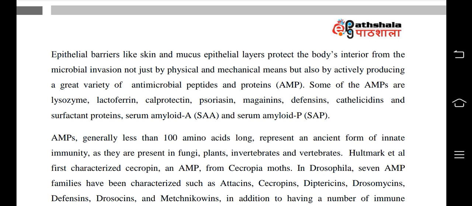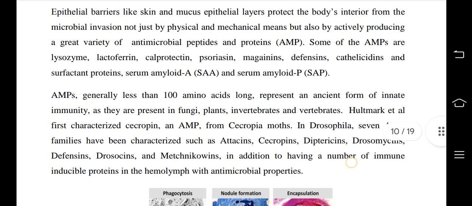AMPs, generally less than 100 amino acids long, represent an ancient form of innate immunity as they are present in fungi, plants, invertebrates, and vertebrates. Hultmark et al. first characterized cecropin, an AMP, antimicrobial peptides and proteins, from Cecropia moths.